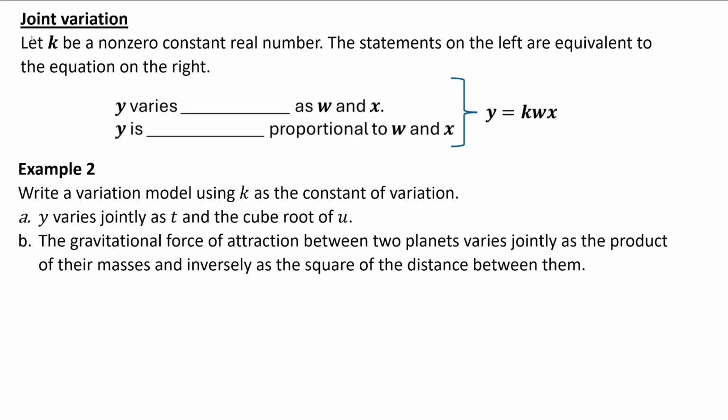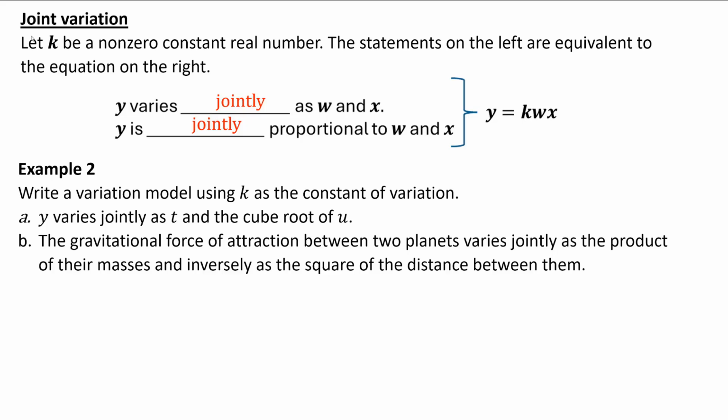Another kind of variation is joint variation. Let k be a non-zero constant real number. The statements on the left are equivalent to the equation on the right. So y varies jointly as w and x, or y is jointly proportional to w and x, if y equals k times w times x. And so that's how we would set up a joint variation.